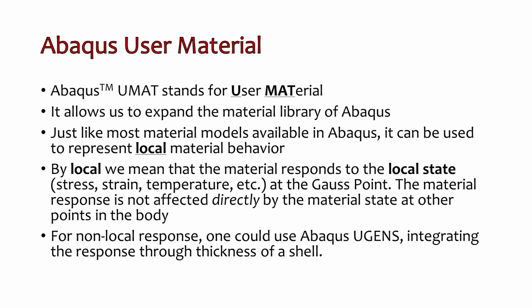Now, with UMAT, like most material models available in Abaqus, the UMAT represents local material behavior. By local, we mean that the material responds to the local state, stress, strain, temperature, plastic strain, whatever, at the Gauss point. The material response is not affected directly by the material state at other points in the body. Indirectly, yes, because other points have an influence on the stress and strain, but not directly.